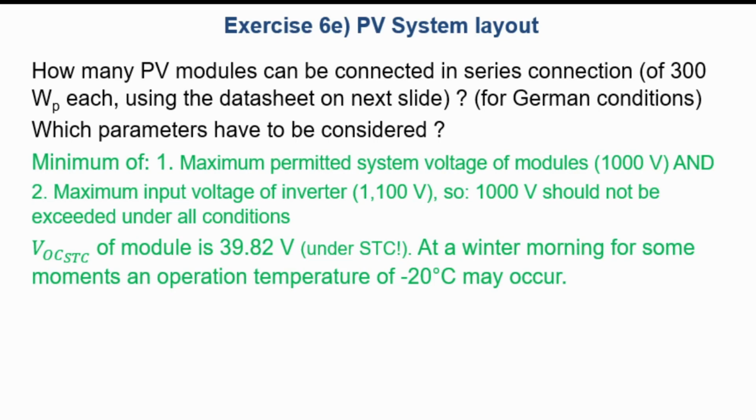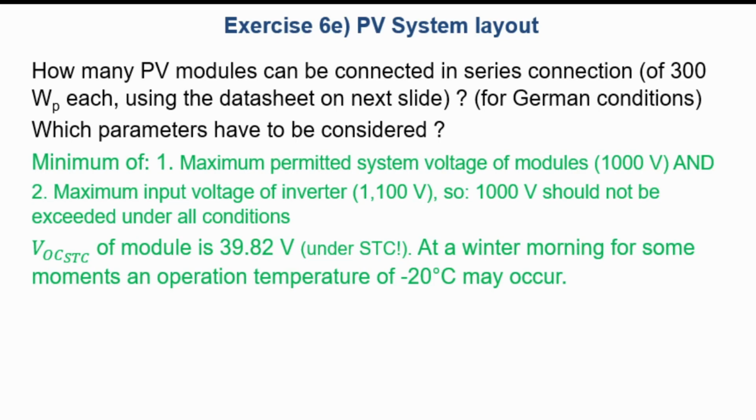The open circuit voltage is now relevant, not the voltage under maximum power point, because if you have under some circumstances no load there, the voltage goes up, it may destroy the inverter, or you exceed the maximum system voltage, which could also lead to damage or cause an alarm and so on. So this has to be considered, and under standard test conditions, this voltage is 39.82 volts.